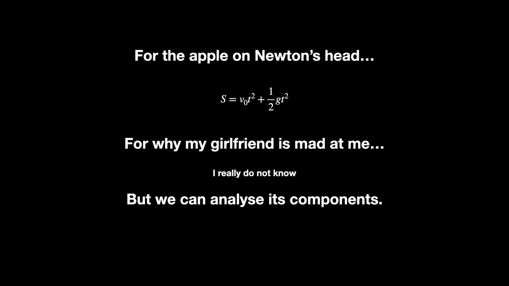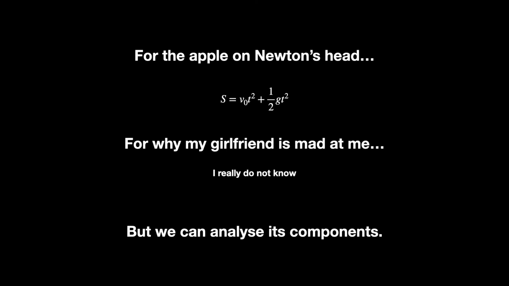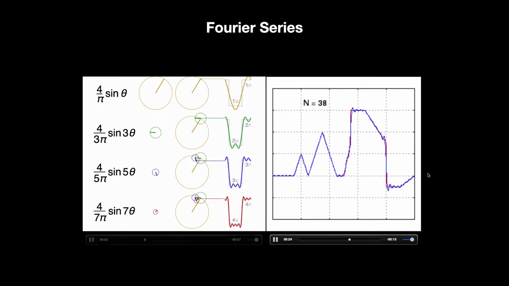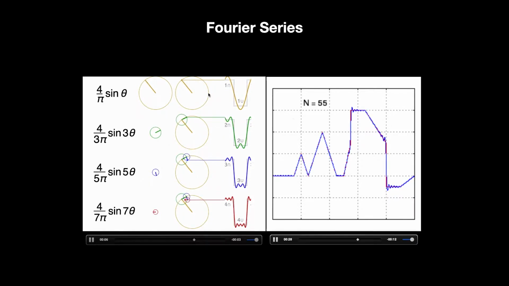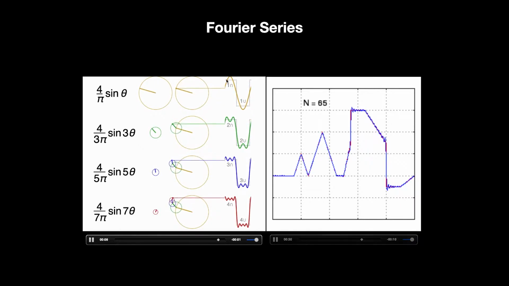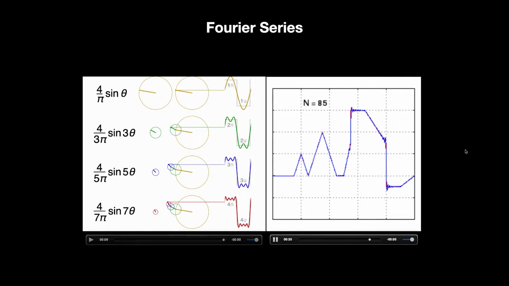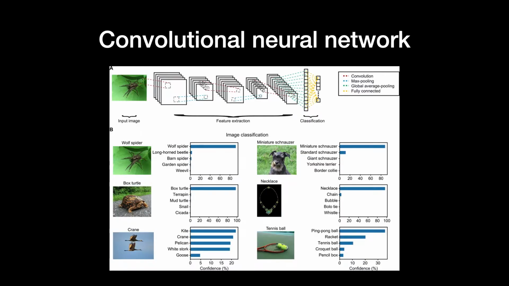Right? So it means we can analyze its components to see what is the most important part that can define something. It's a little bit like a Fourier series. To make up this function, you have to analyze what kind of components you need to make it up, right? So this is how the convolutional neural network works.